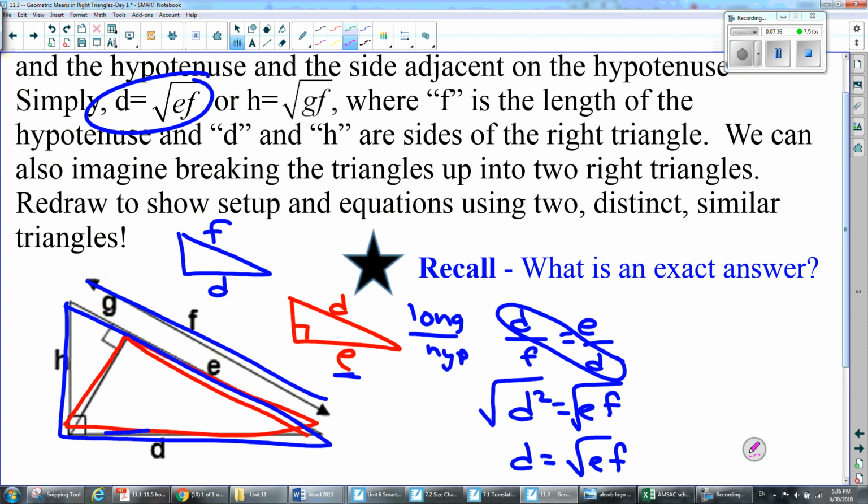Similarly, we could also compare this triangle in green to the triangle in blue. We're taking the second small triangle, relating it to the big triangle, and we'd end up with H equals GF.